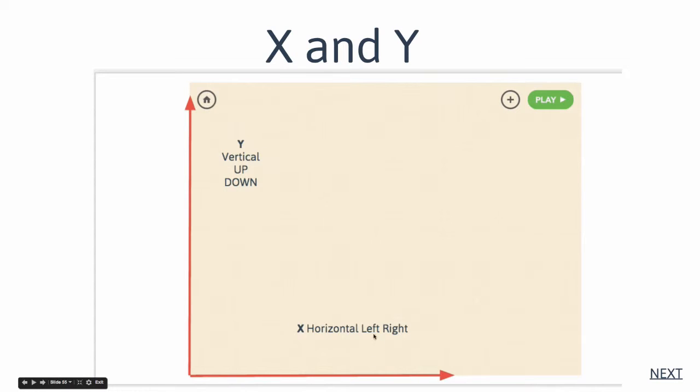So the X-axis is the horizontal. It goes from left to right. And the vertical axis is the Y-axis, and it goes up and down. So that's really, really important to remember. Another thing that's important to remember is that when we list coordinates, we list X first and Y second. So this would be 0, 0. This would be X 1000, Y 0. And this would be about X 0 and Y 750 or 800 probably.